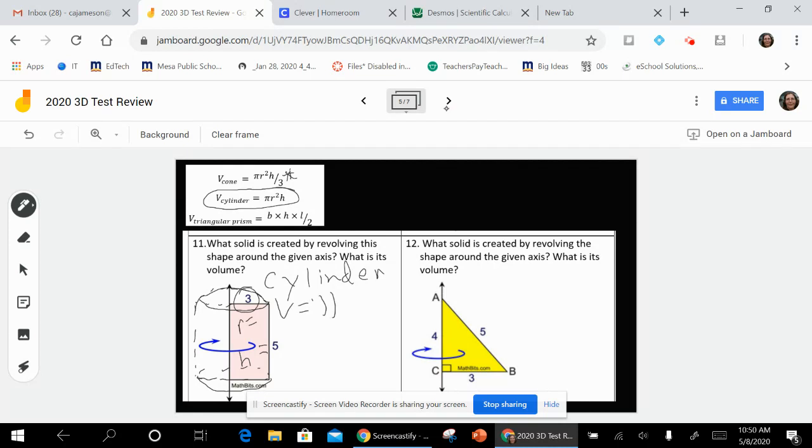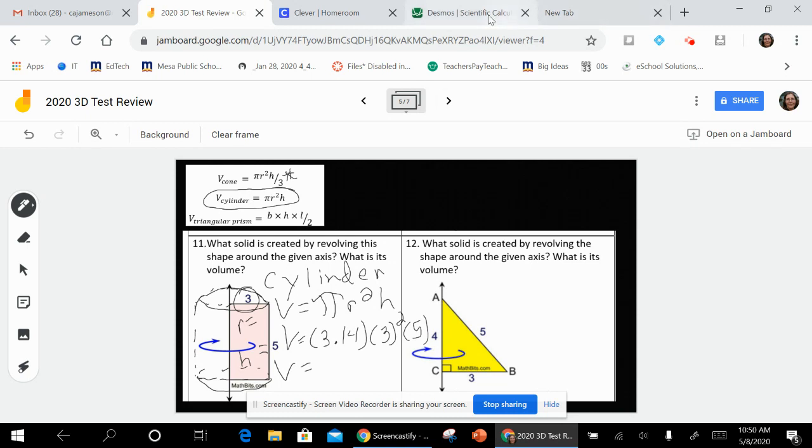So for a cylinder, we did this before the break too in our circle exploration. So the volume is equal to pi times the radius squared times the height. So it's going to be 3.14 times 3 squared times 5. So everybody, we're going to put that all in the calculator together.